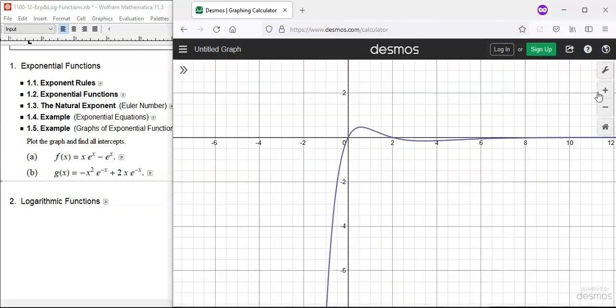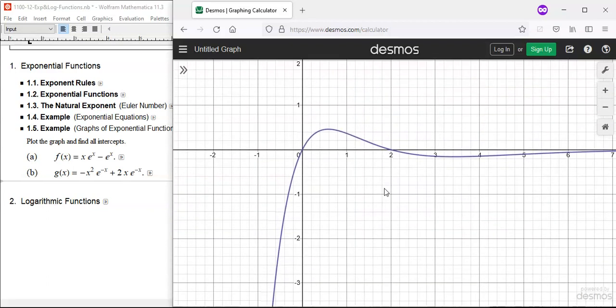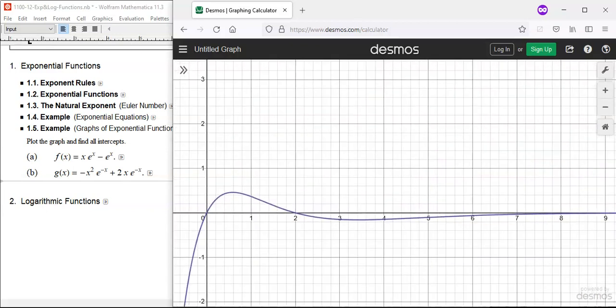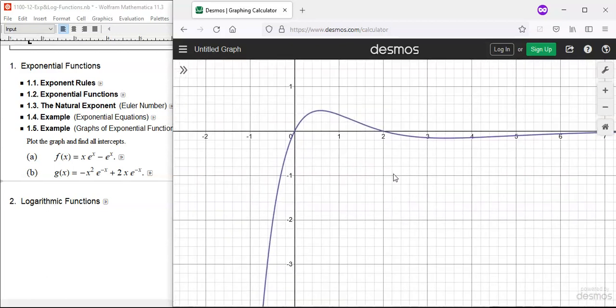And here's the graph. It runs through the origin. So the y-intercept is 0, the x-intercept is also 0 here, and another x-intercept apparently at x equals 2, and no more there. To the right, it looks like we have a horizontal asymptote forming there, so no more coming. So 0, 2, okay, that's what we expect.